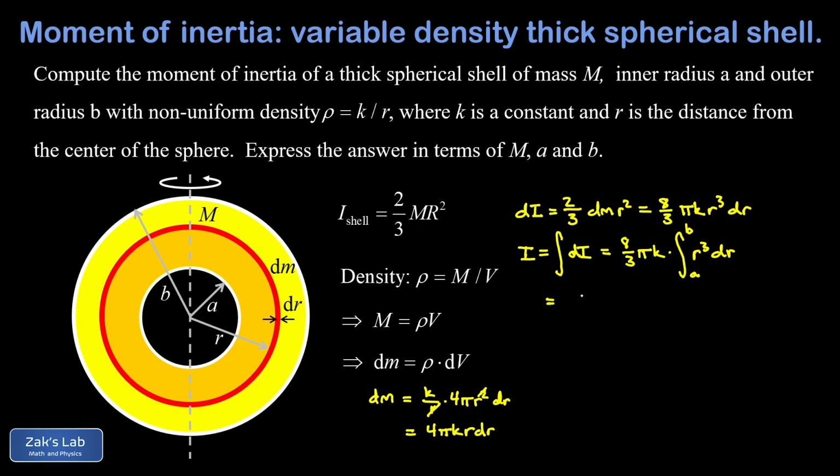And the 1/4 is going to cancel the 4 out of our numerator here. So I get a 2/3 pi k. And then we have r to the 4th evaluated from a to b. So we plug in the upper limit and we get b to the 4th. Plug in the lower limit and we get a to the 4th. So that's one way to write the final answer.